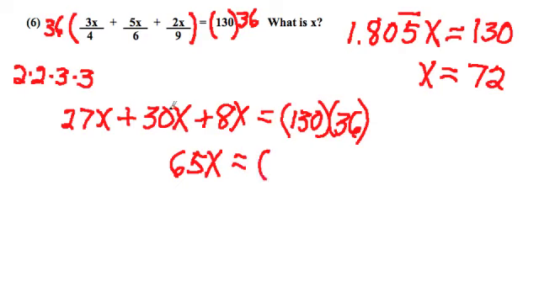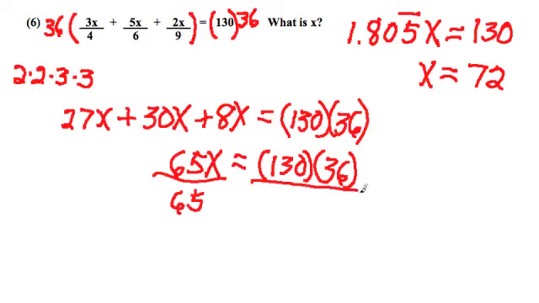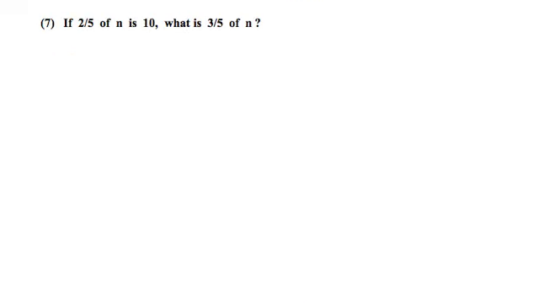out. So if you add the x's, you get 65x is equal to 130 times 36, and if you divide both sides by 65, 65 goes into 130 twice. 2 times 36 is 72. Next fraction problem. If you want to try this on your own, you can pause the screen now.